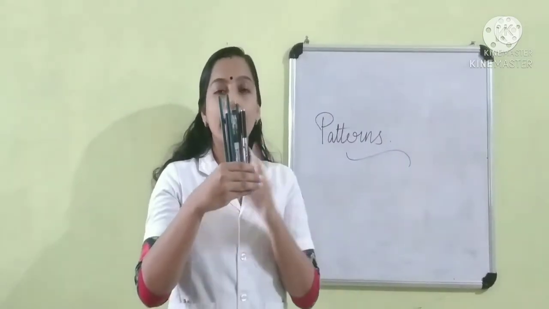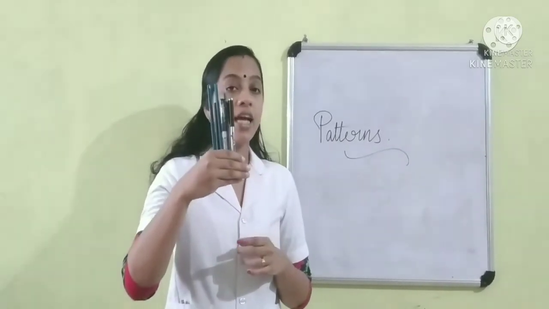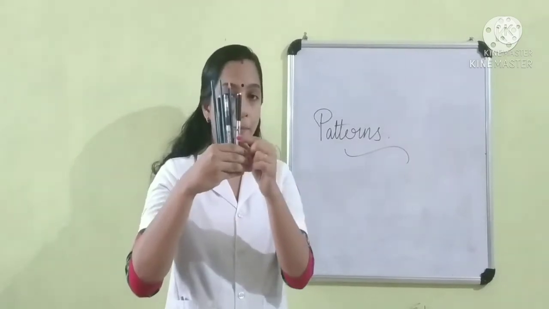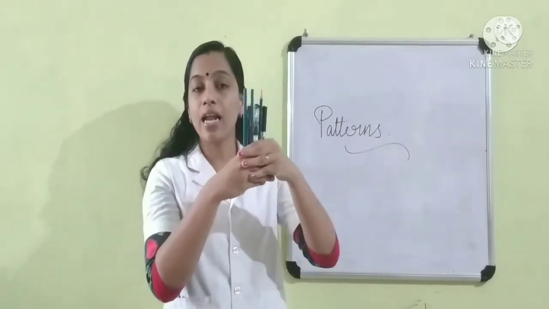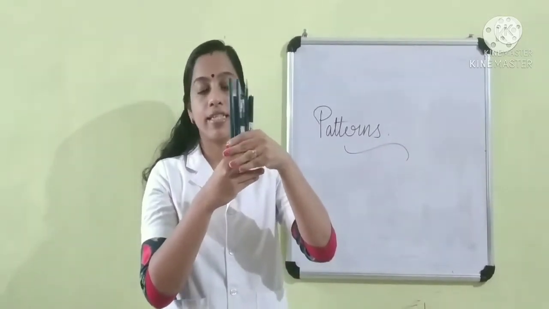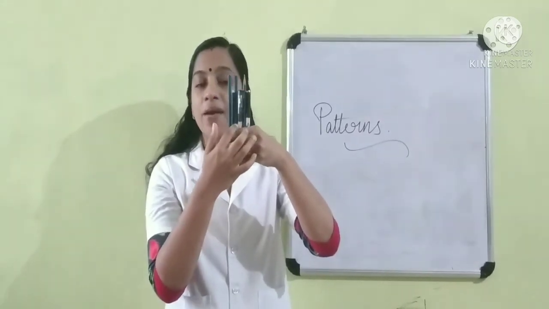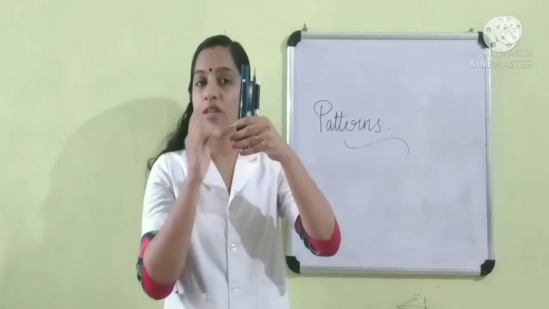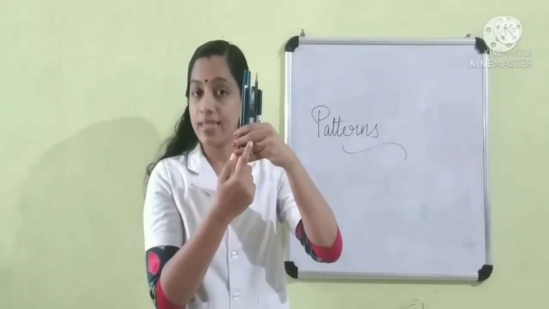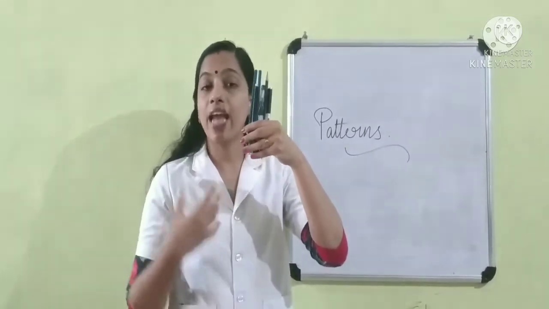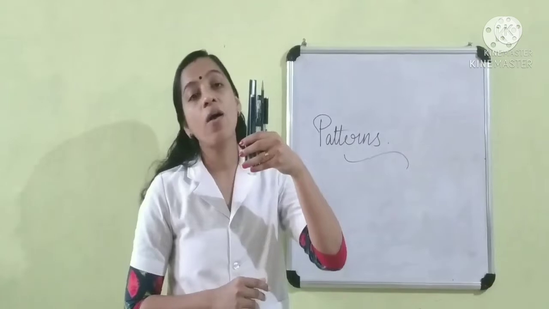Children, now I have arranged these pens and pencils in an order. Can you see a pattern in it? Yes. First, you can see a pen, then a pencil, again pen, pencil, pen, pencil. Tell me children, what will come next? Yes, a pen, because the order is pen, pencil, pen, pencil. So the next pen will come. So this is a pattern, isn't it? Yes. So in this way we can identify a pattern. A repeating arrangement of things is called a pattern.